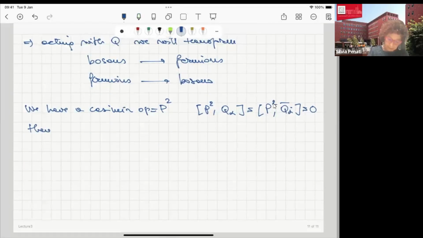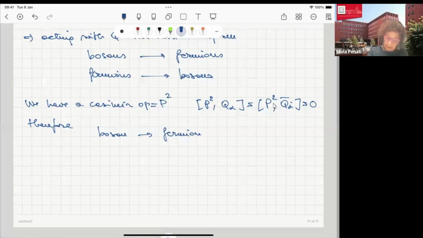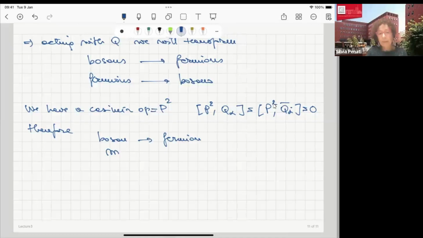Therefore, if I transform a boson into a fermion, if we start with a boson which has mass m, the corresponding fermion will have a mass m. And vice versa, of course, if we start with a fermion, we will generate a boson with the same mass. And in fact, these are the pair of particles with the same mass that, in principle, if supersymmetry is realized, we should observe in nature.